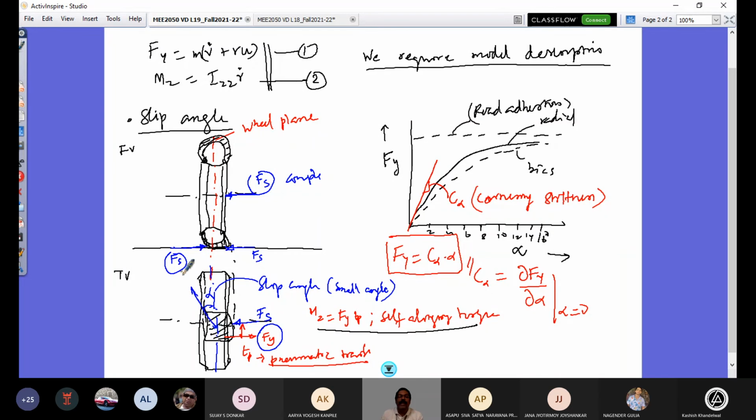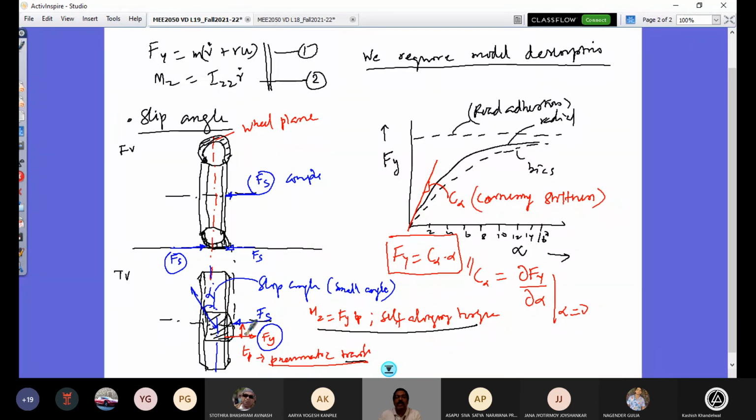So as this heading direction is going at an angle, the wheel plane of your wheel would be trying to align with this. That is why it's called an aligning torque, and that is manifested by this. And the resultant of Fy will not be in line with the Fs. It will be with an offset behind it. That's why it's called a trail.